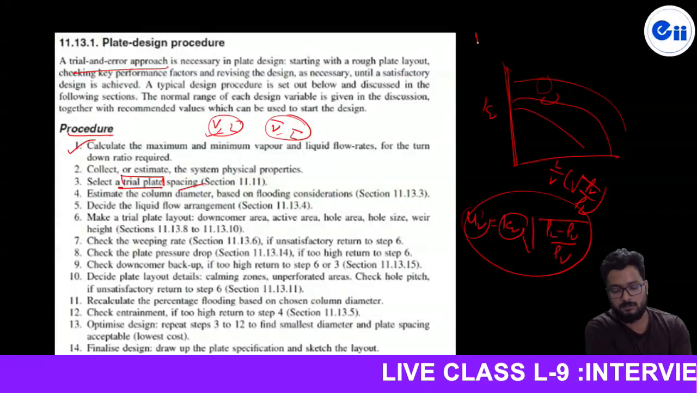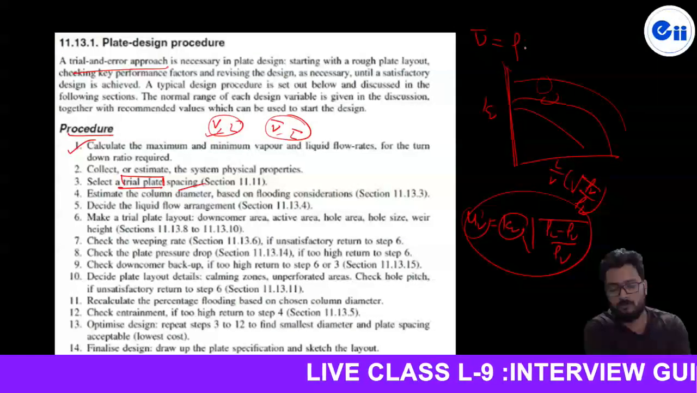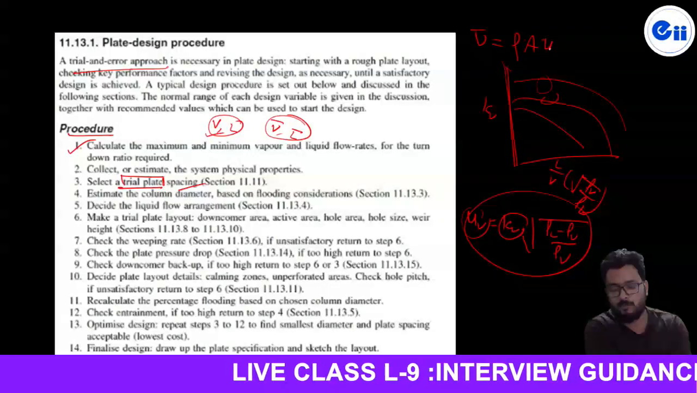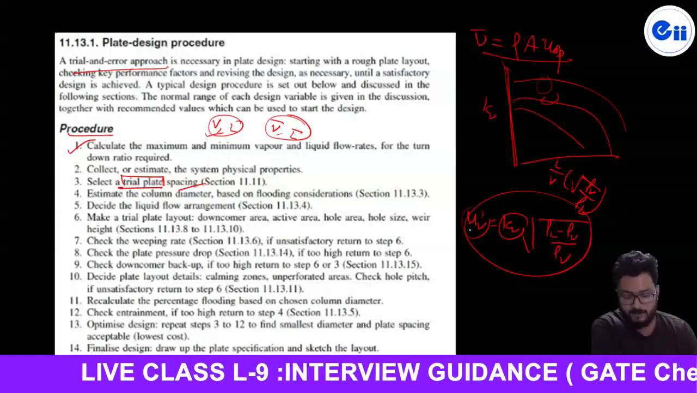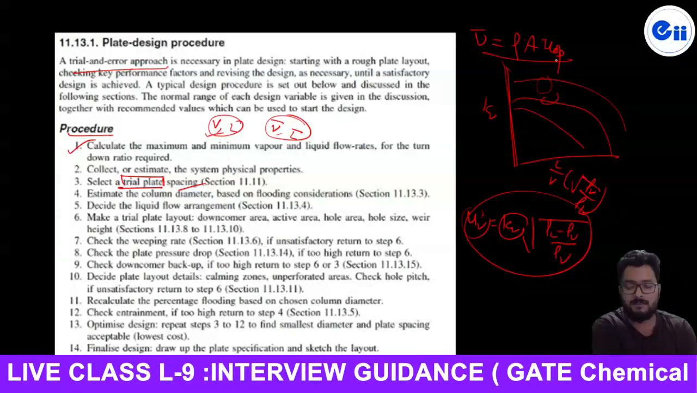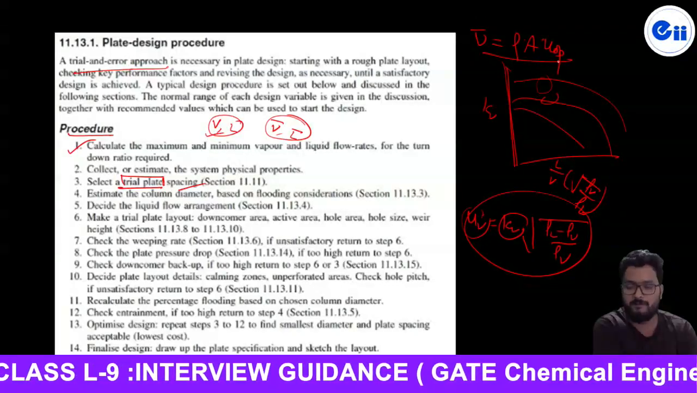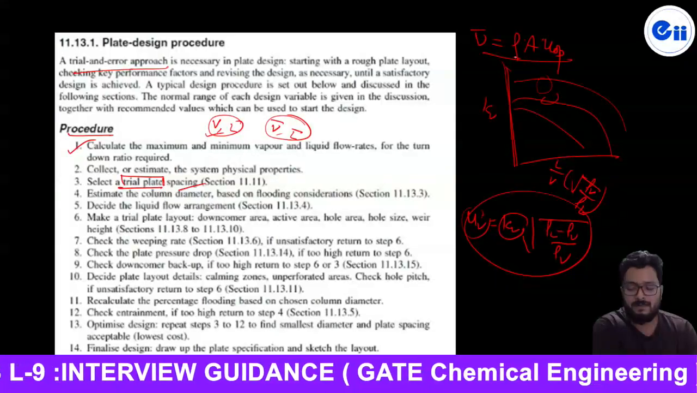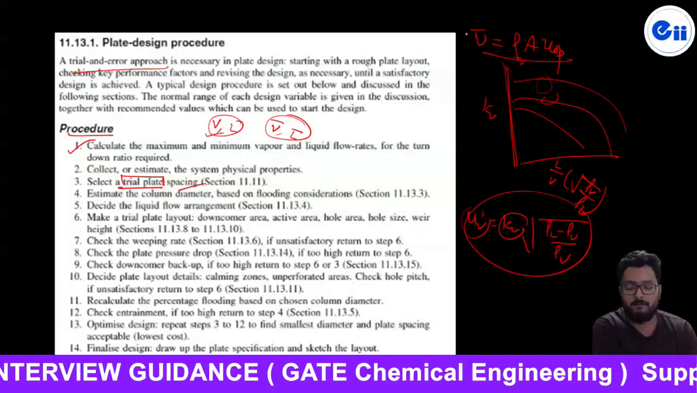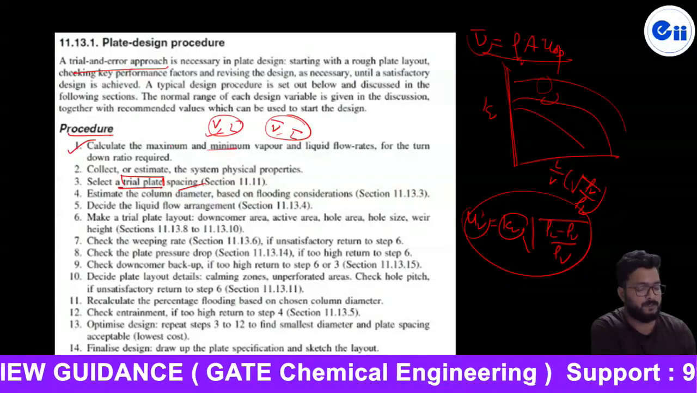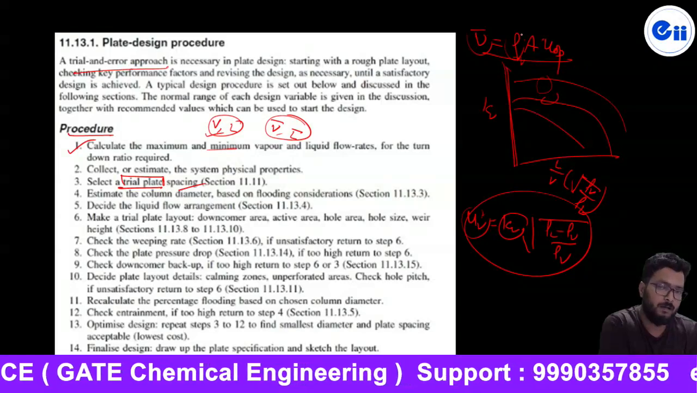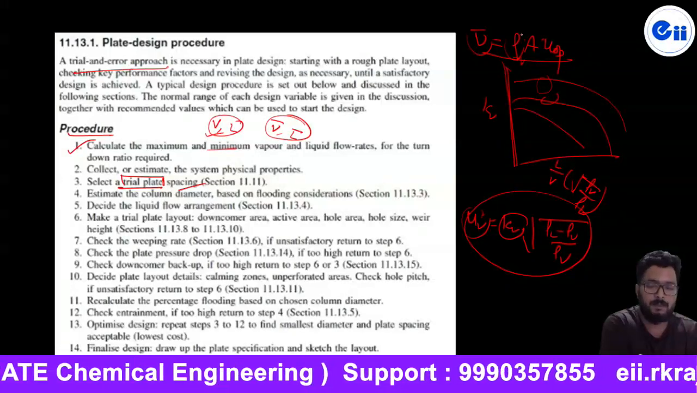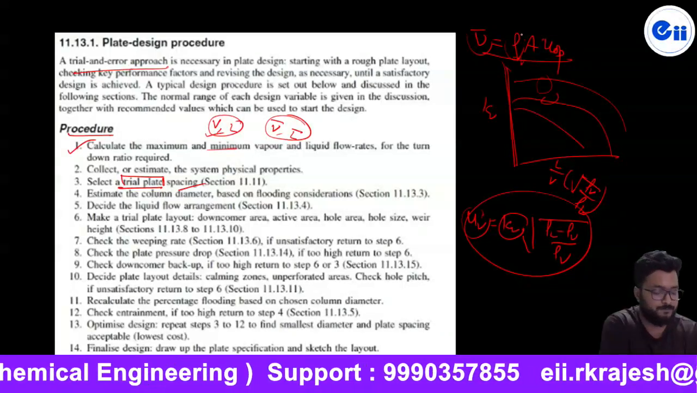How? As V bar equals rho into area into operating velocity, and as we have calculated the maximum velocity, then operating velocity will be somewhat less than the flooding velocity, and density of vapor is given to you, and molar flow we have already calculated in the first step. Then we can calculate the area, and once we calculate the area, we can also calculate the diameter of the column.